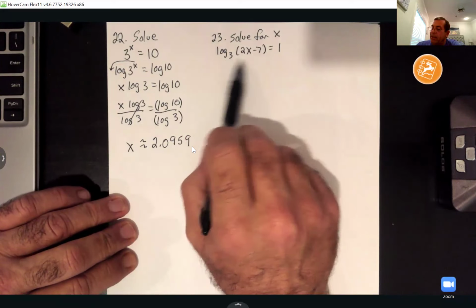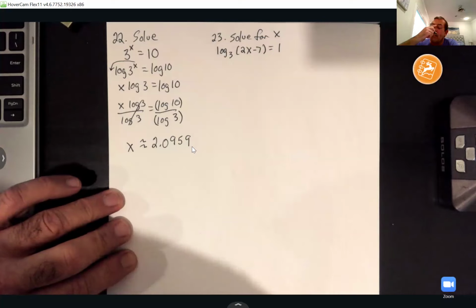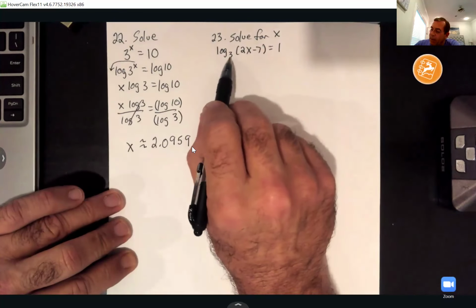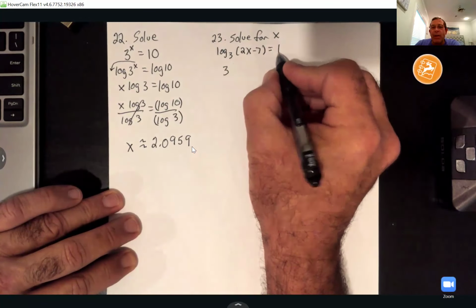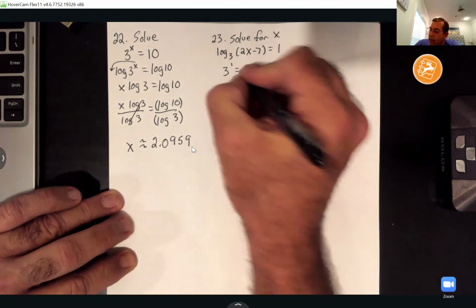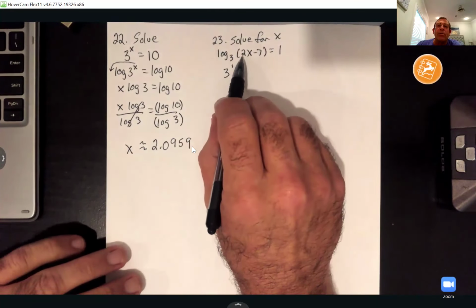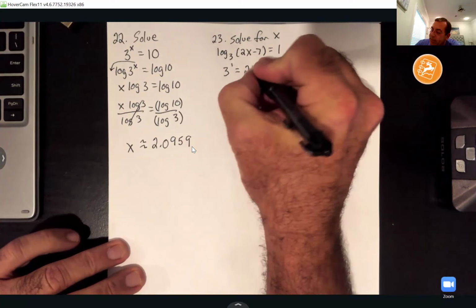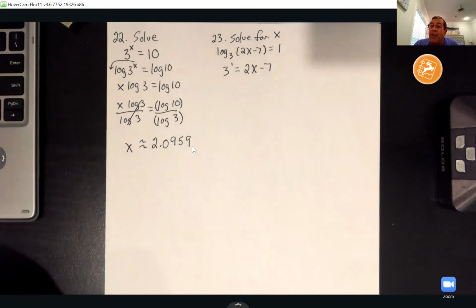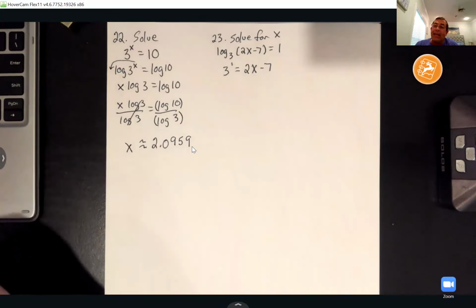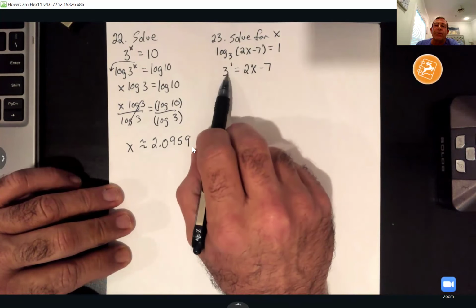So since this is a single log equal to a number, I'm going to rewrite it as exponential. So my base is 3. My exponent is the 1. That's going to equal the 2x minus 7. So this is why you had to learn that stuff earlier when you had to rewrite as exponential and rewrite as logarithm, okay? So that's really just a 3 because 3 to the first is 3.